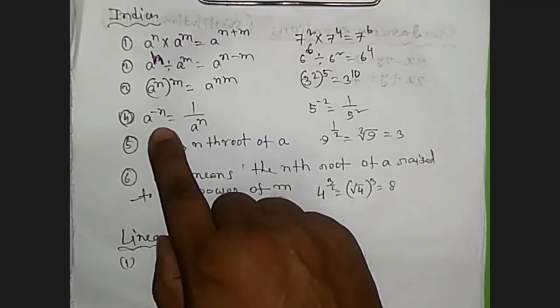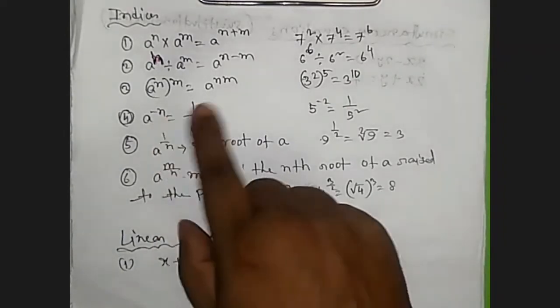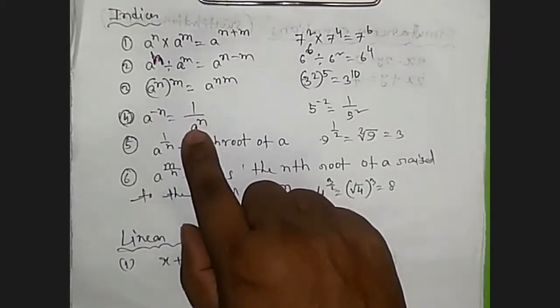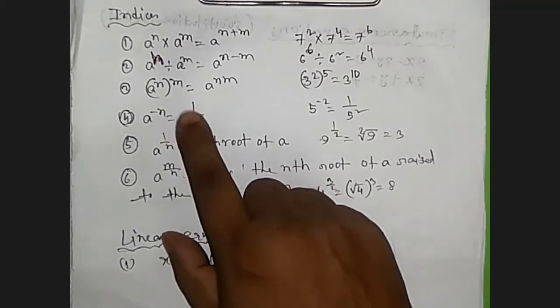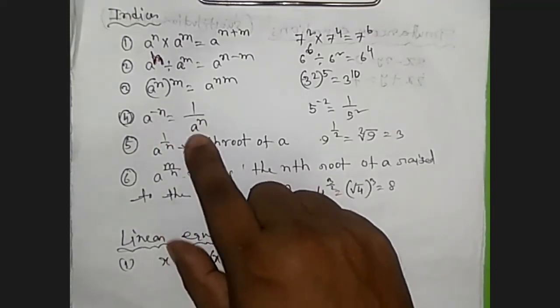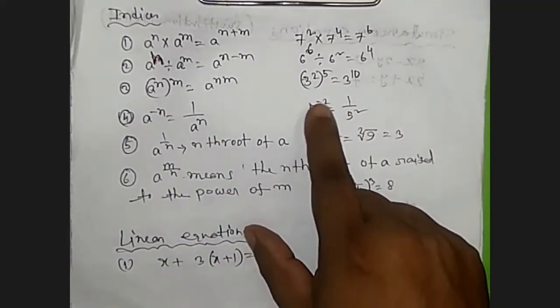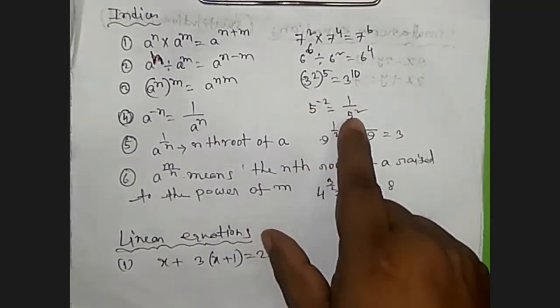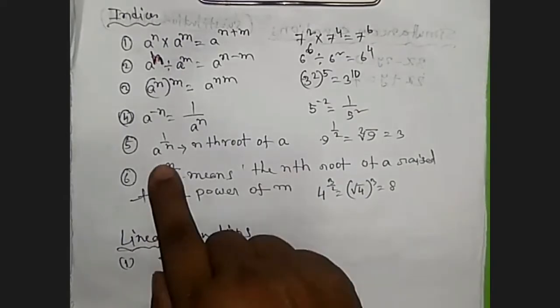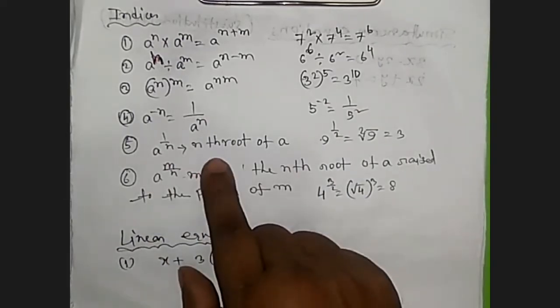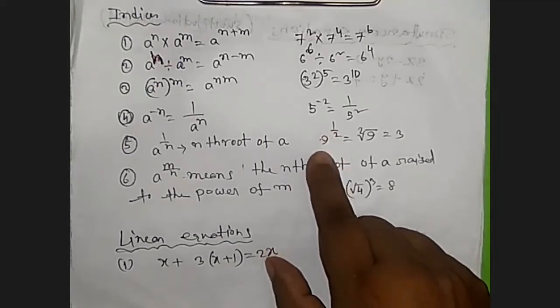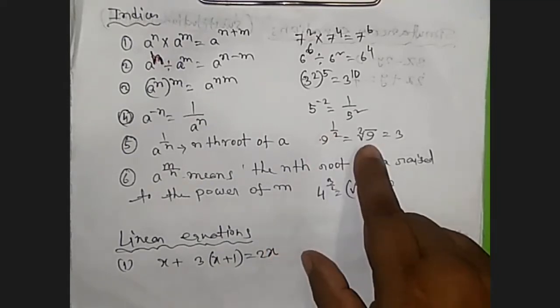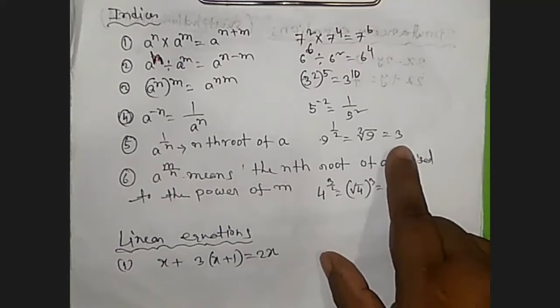And if you see a to the power minus m, take the reciprocal. Since there is a negative sign, write 1 by a to the power n. Example, 5 to the power minus 2 means 1 by 5 squared. And a to the power 1 by n means the nth root of a. 9 to the power half means the square root of 9. What is the square root of 9? We know that is 3.